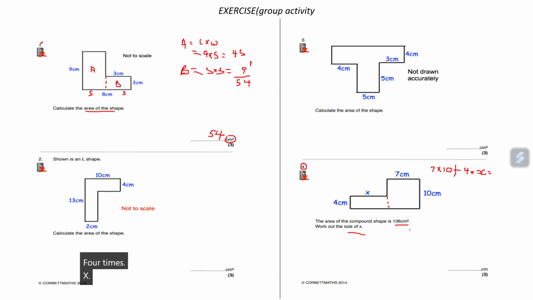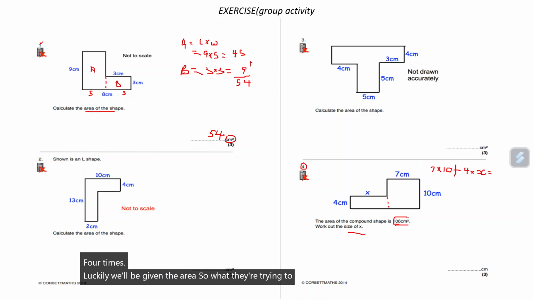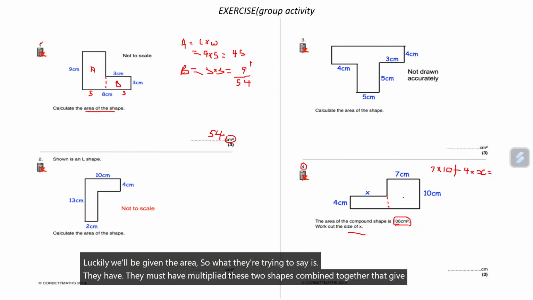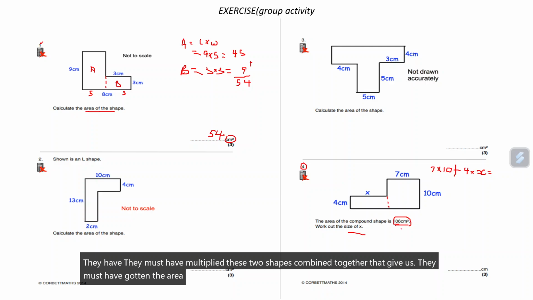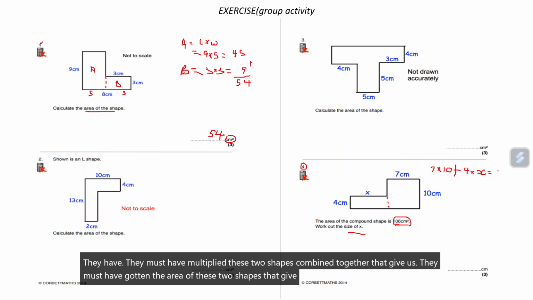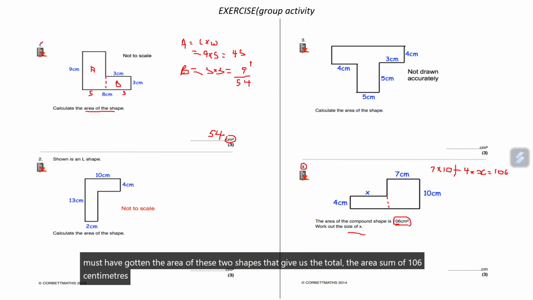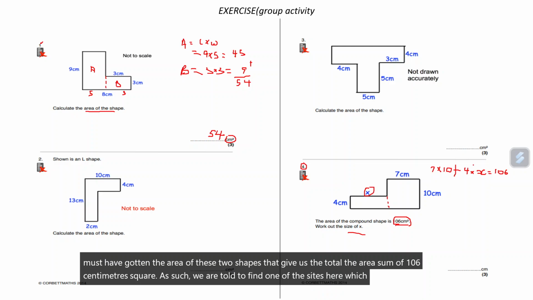Luckily, we'll be given the area. So what they are trying to say is they must have multiplied these two shapes combined together, and they must have gotten the area of these two shapes that gave us the area sum of 106 centimeters square. As such, we are told to find one of the sides here, which is x.